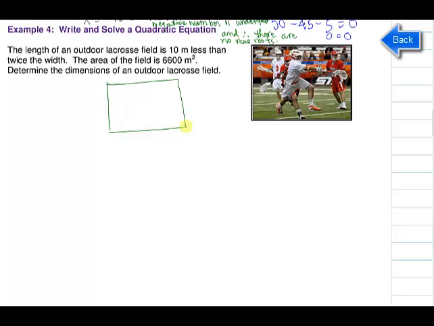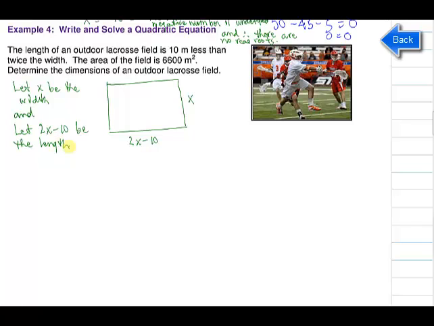Now I know that the length of my lacrosse field is 10 meters less than twice the width. So I have to think, how would I write that? 10 meters less than twice the width. So that might look like 2x minus 10, right? 10 meters less than twice the width. And so that means that my width will be x. So you should write let statements. We're going to let x be the width and let 2x minus 10 be the length.